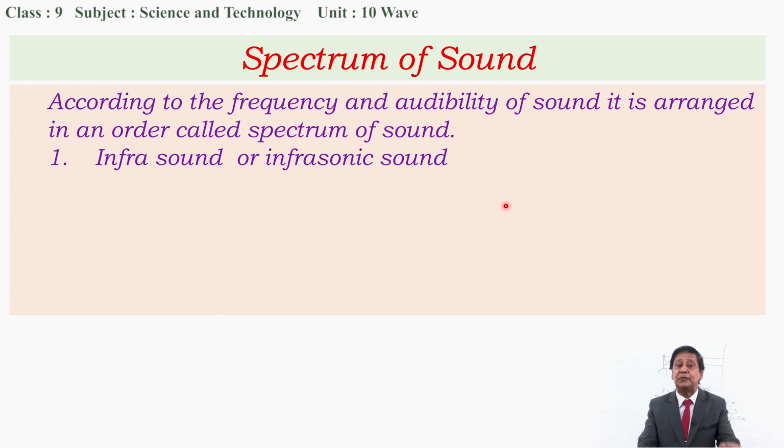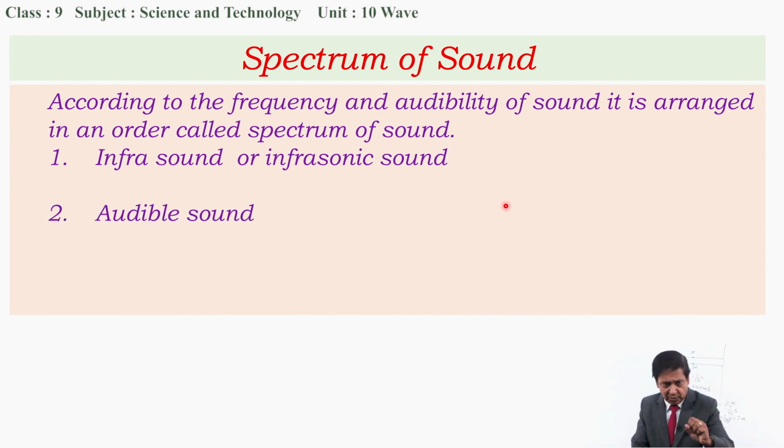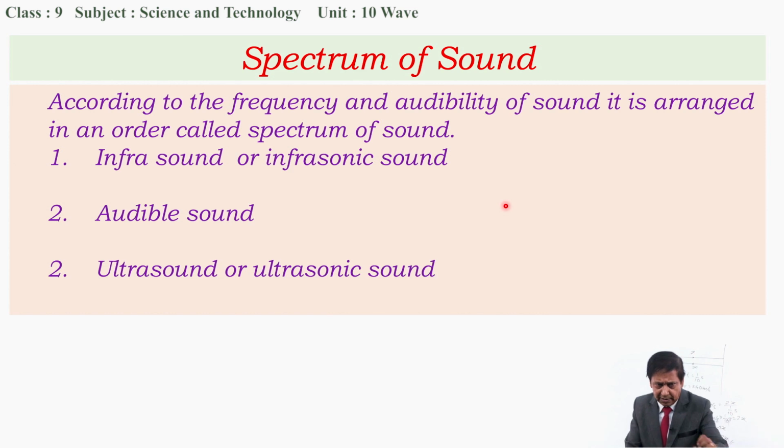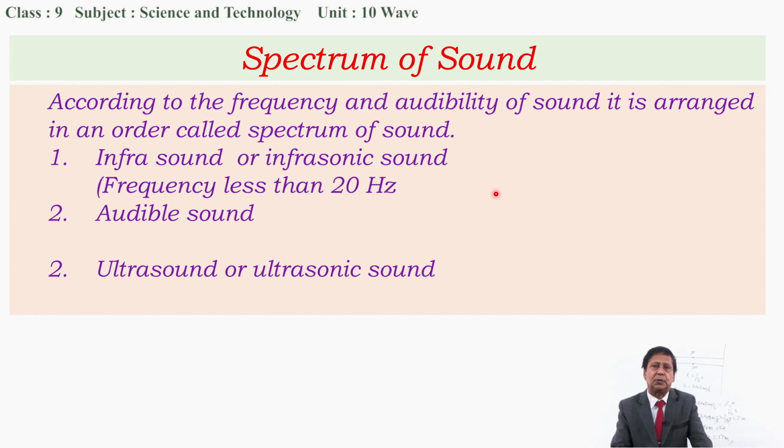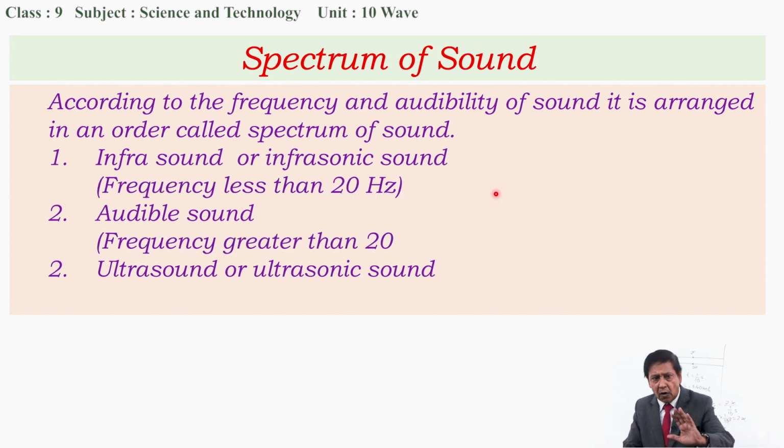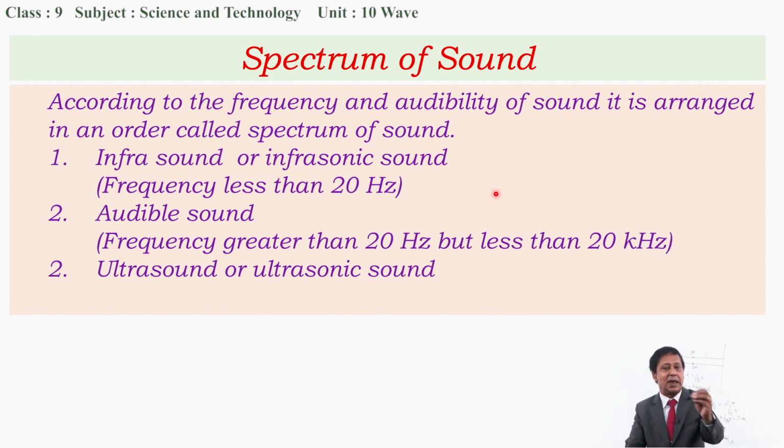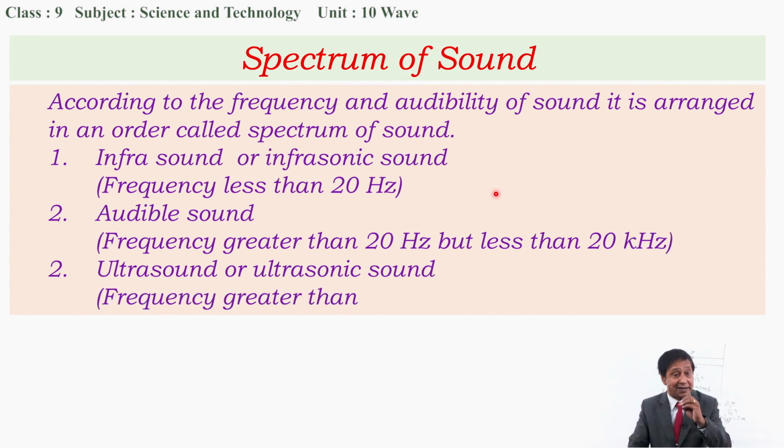One is called infrasound or infrasonic sound, another is called audible sound, and another is called ultrasound or ultrasonic sound. How are they arranged in this manner? Why is this spectrum made? According to frequency and audibility. Now, infrasound or infrasonic sound has a frequency less than 20 Hz. Audible sound has a frequency between 20 Hz and 20 kilohertz. But ultrasound has a very high frequency, above 20 kilohertz.